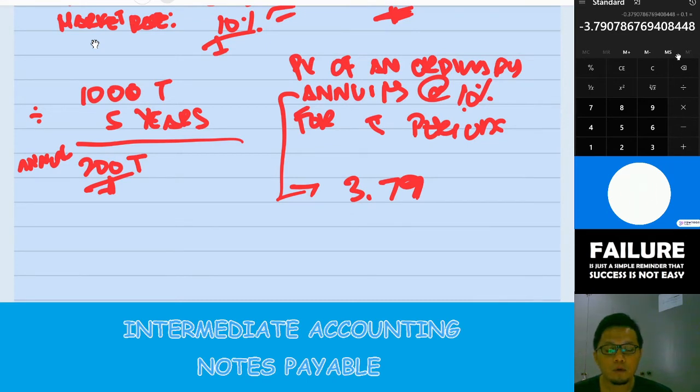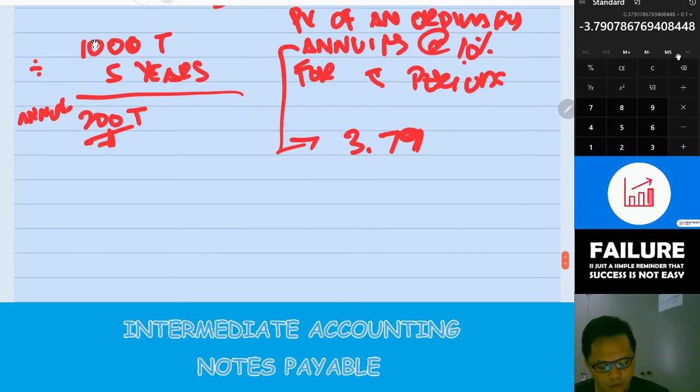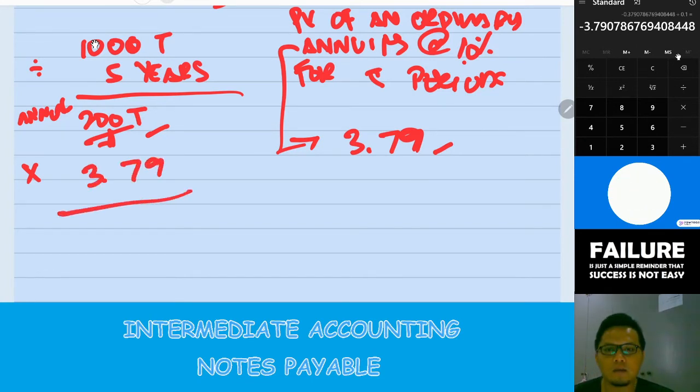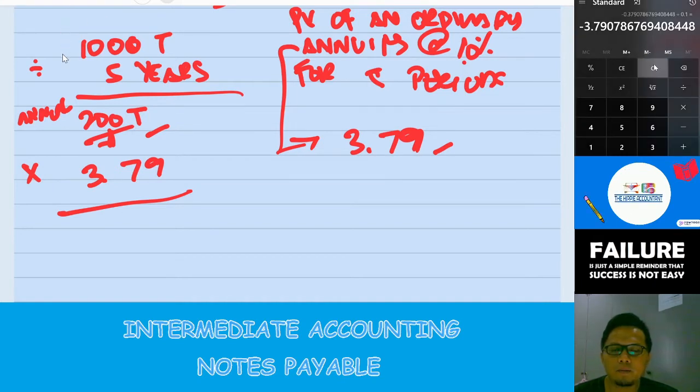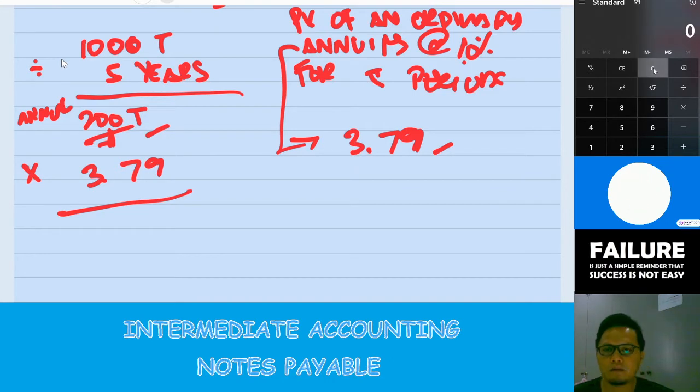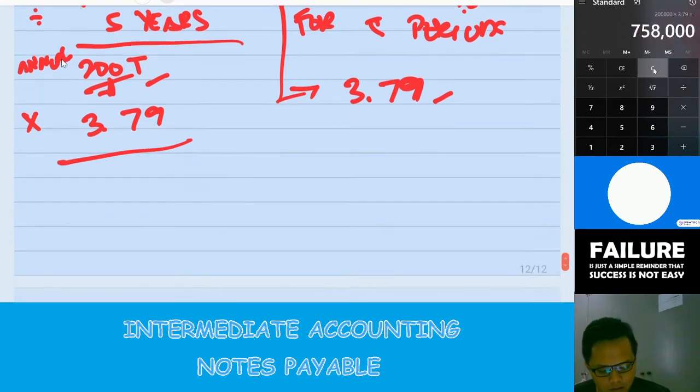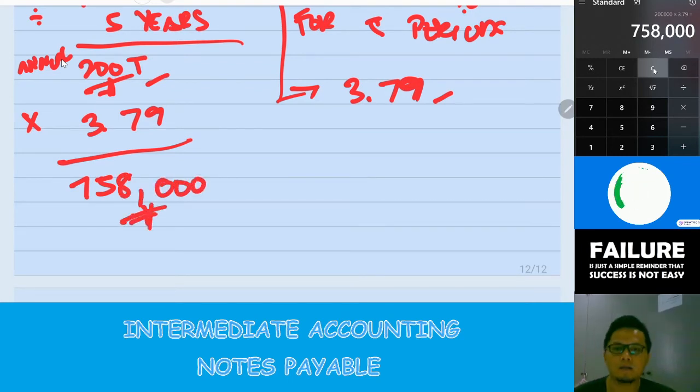Now, to compute for the present value, the annual payment multiplied by the present value factor of an ordinary annuity of 1 at 10%. So that is 3.79. So the present value ngayon, which is equivalent to the fair market value of the notes payable and the equipment, okay, is computed as 200,000 times 3.79. So that is 758,000. Okay?